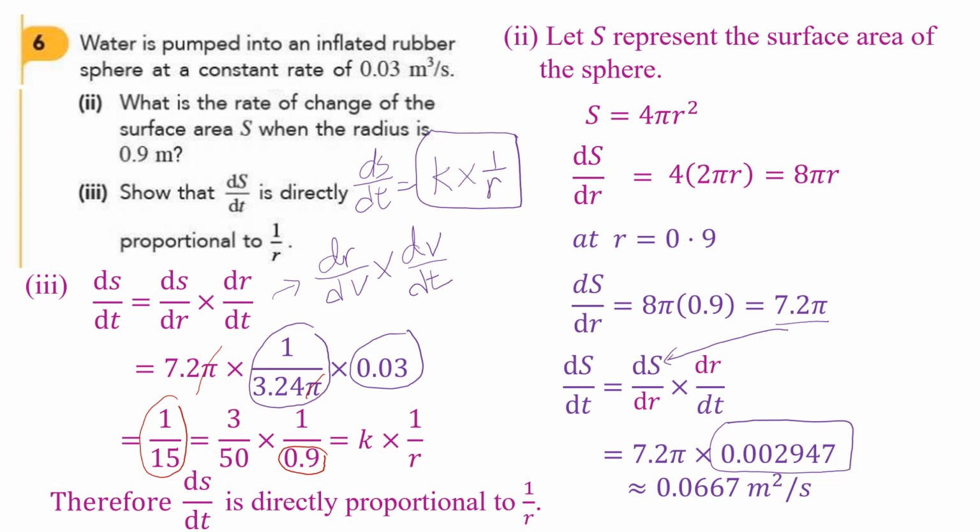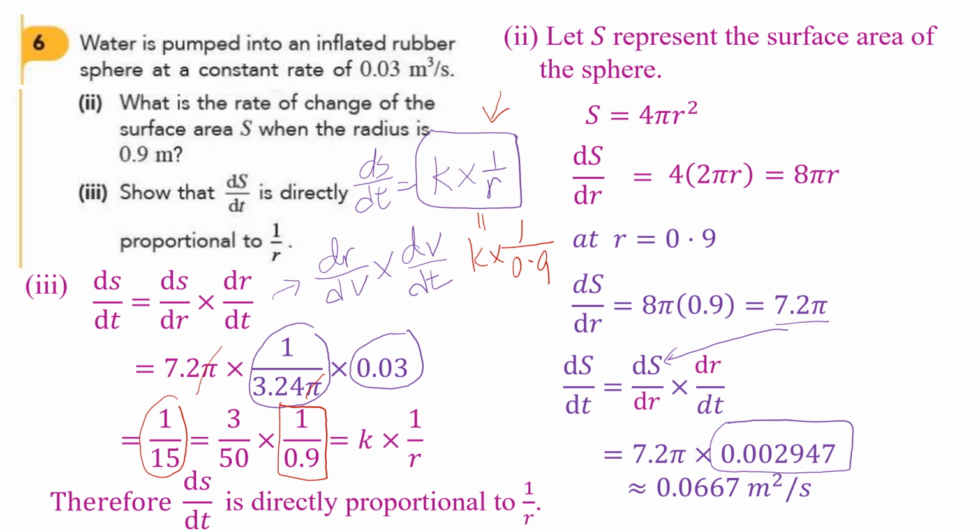You see, the purpose is to show that the ds over dt is directly proportional to 1 over r. This is what we need to show. So that means what we need to show is equals to k times 1 over 0.9. So I need to force out my 1 over 0.9. I need to force this value out. And how do I do it? You just take 1 over 15 divide by 1 over, okay, very confusing. I think my explanation sucks, man.